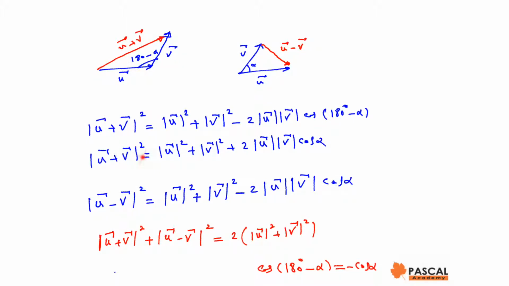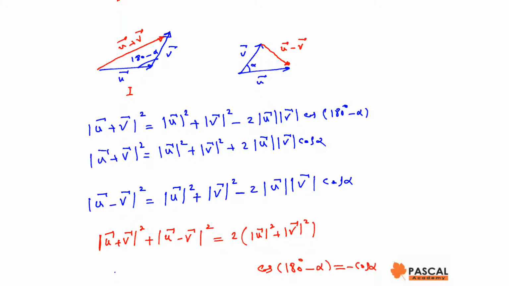If we use the cosine law in triangle 1, magnitude of U plus V to the power of 2 is magnitude of U to the power of 2 plus magnitude of V to the power of 2 minus 2 magnitude of U magnitude of V cosine of 180 minus alpha. We know cosine of 180 minus alpha is negative cosine of alpha. Therefore, size of U plus V to the power of 2 is size of U to the power of 2 plus size of V to the power of 2 plus 2 size of U, size of V cosine of alpha.